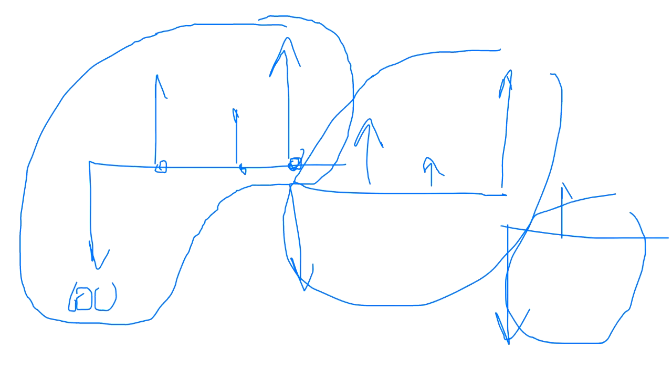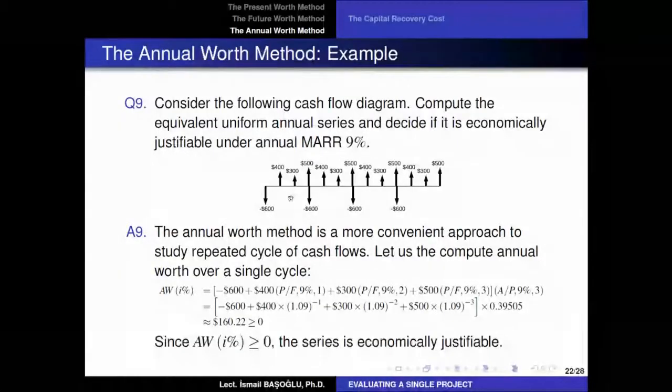And how do we do that? First, we calculate the present worth of these first 3 periods, excluding 600 here. We are going to calculate the present worth of the first periods' cash flows. So we have minus 600 in the beginning. 400 is going to be multiplied with the single payment present worth factor under 9% for 1 year. We multiply $300 with the present worth factor for 2 years under 9% interest rate. And finally, we have $500 multiplied with the single payment present worth factor under 9% interest rate for 3 years.